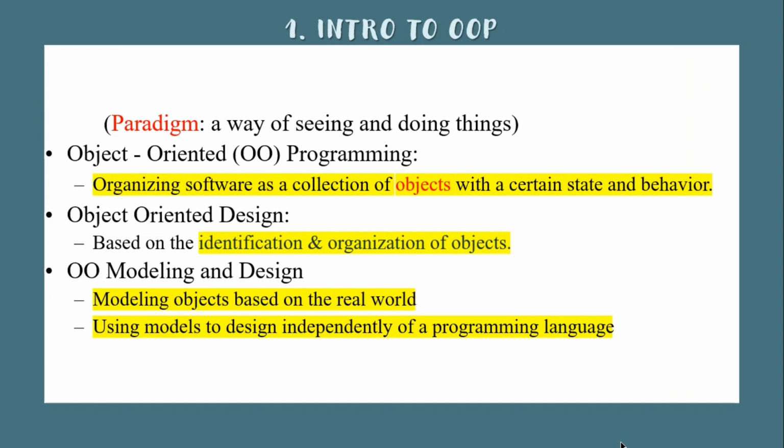Object oriented design is based on the identification and organization of objects. Object oriented modeling and design means modeling objects based on the real world, using models to design independently of a programming language. So, basically, why am I using object oriented programming? Because I want to transform everything from the real world into the software.